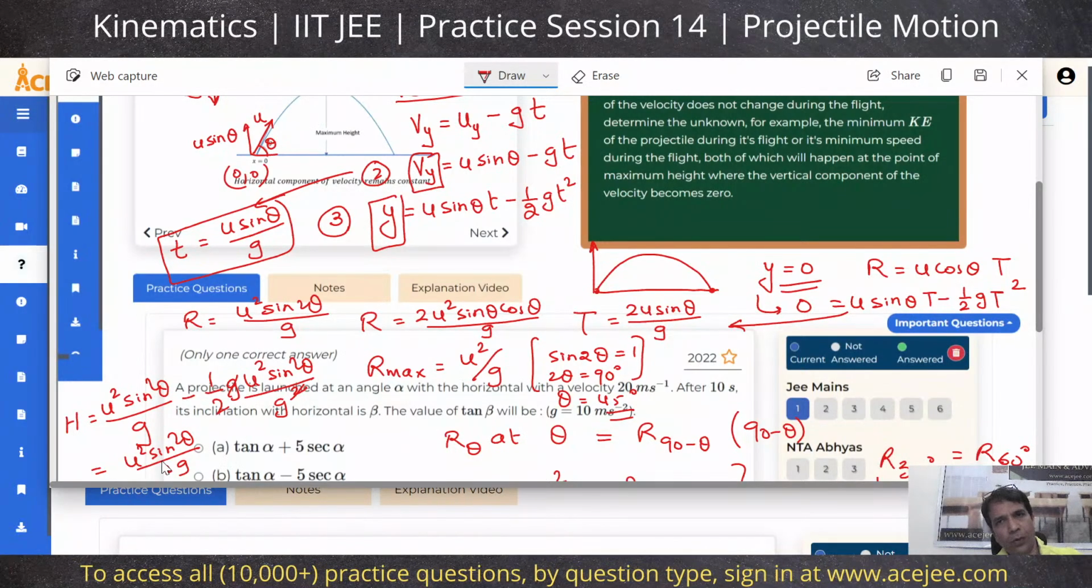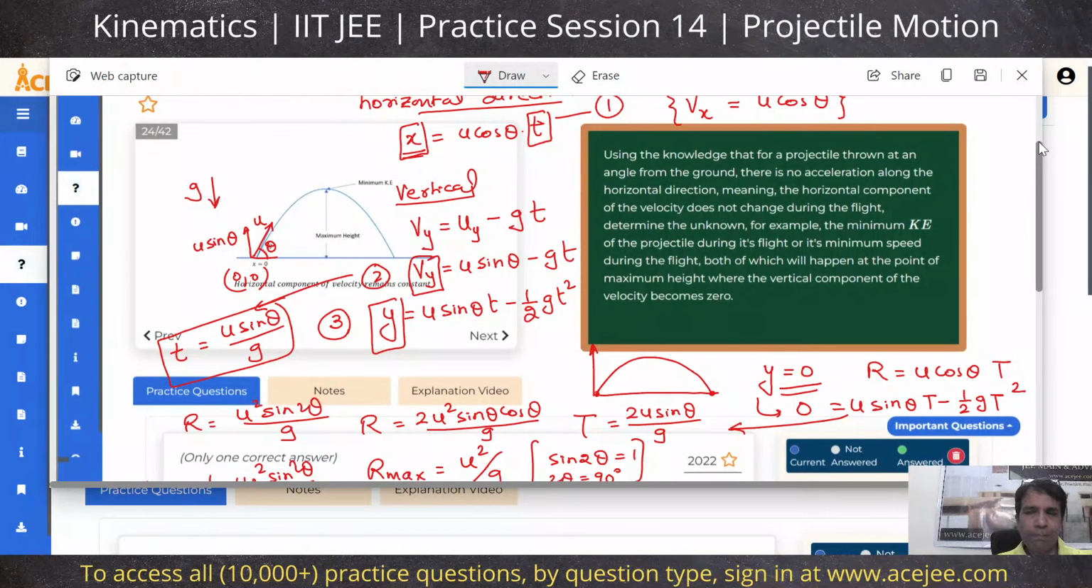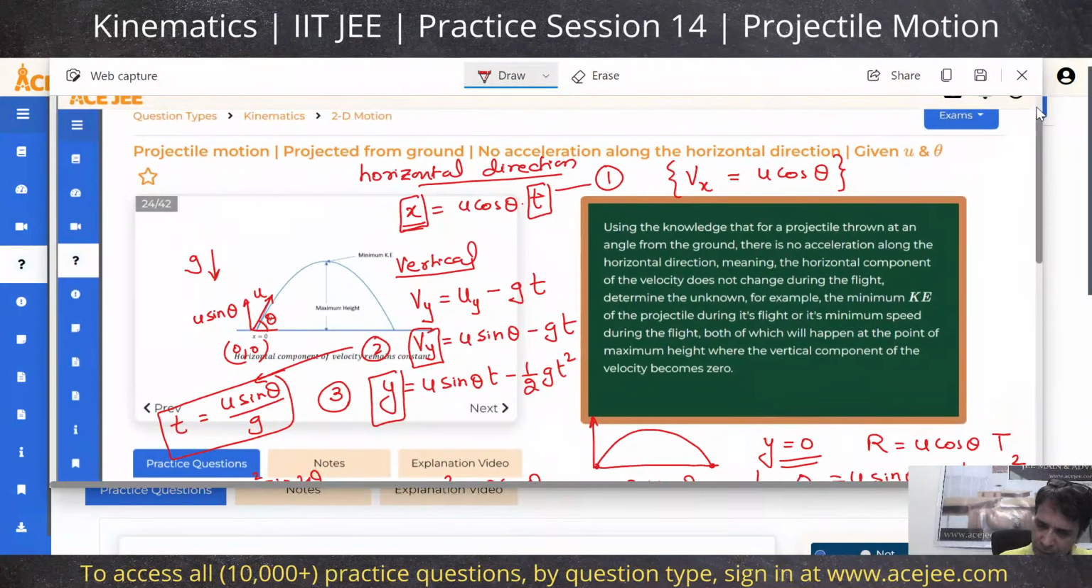ये भी clear है? All set? Shavi beta, all okay now? Yes, sir. Okay. So essentially, these three equations you keep manipulating, you keep working with these three, and you can pretty much solve any question on the projectile. Always remember that. What else?